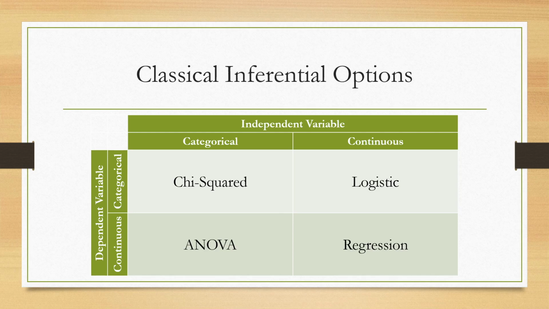If the independent variable is continuous and the dependent variable is categorical, so let's say we're looking at the impact of age on the political party you're affiliated with, this is called a logistic regression. And if the independent variable is continuous and the dependent variable is also continuous, so where we're looking at the impact of age on how excited you are to vote, then this analysis technique is called a regression.